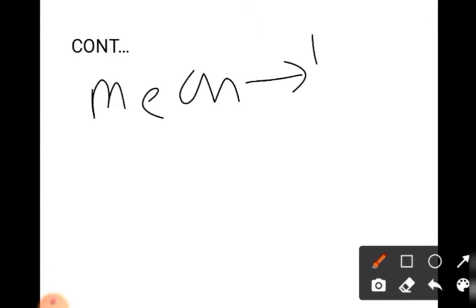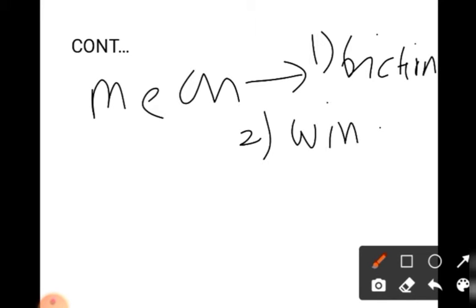Now we will see mechanical loss. Mechanical loss has two types. The first one is the friction loss and the second one is the windage loss. Friction loss occurs in the bearing. If we are not providing any lubricant to the bearing, then due to the friction heat is developed, and this loss is known as friction loss.